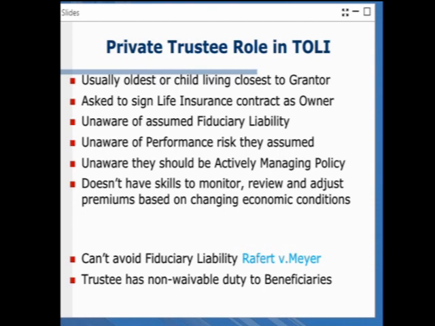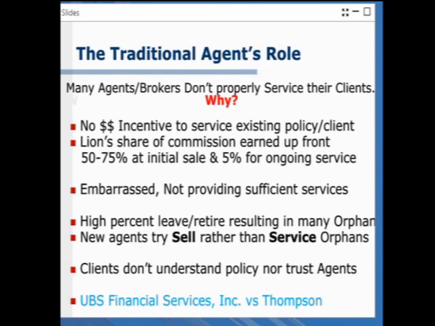The traditional agent's role, what's his or her function? The agent should be providing service to their clients, but in my opinion, there's no incentive to service that existing policy beyond that first year. The lion's share of commissions are earned up front. Whether it's 50, 60, 75, 80, 90%, the majority of that commission is earned up front, and there's only perhaps a 5% commission for ongoing service.